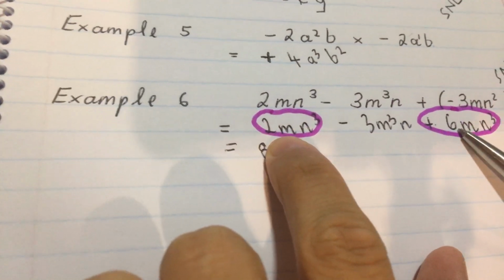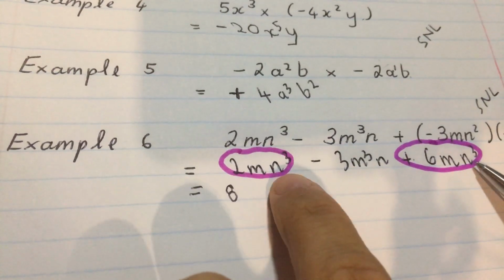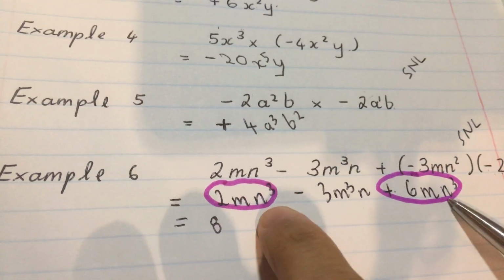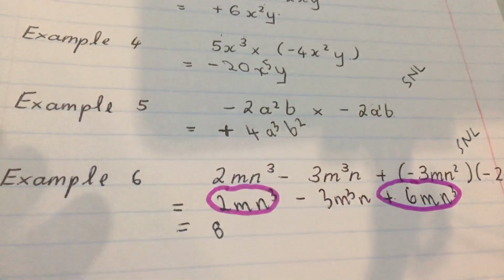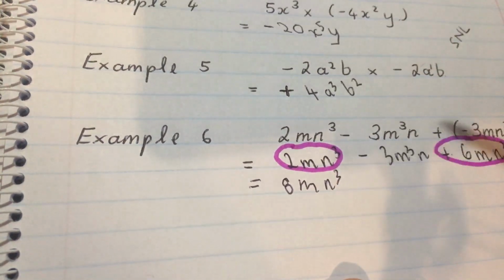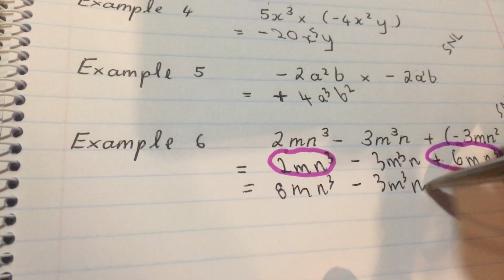So let's have a look. You've got here 2 plus 6, which is 8, and then nothing happens. It stays mn cubed. But most of you will go now and think you add the powers. You'll say m squared n to the power of 6, but you don't. You're adding like terms. So it's 8mn cubed minus, that just drops down to 3m cubed n.